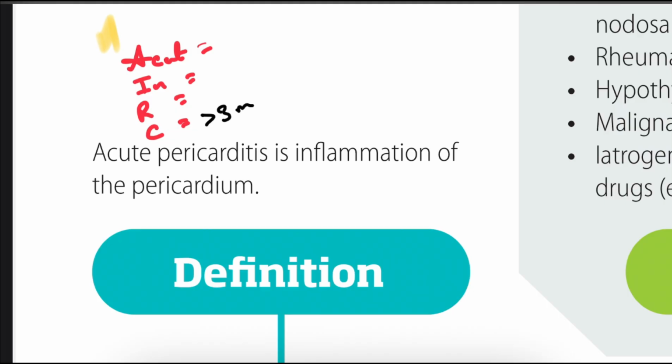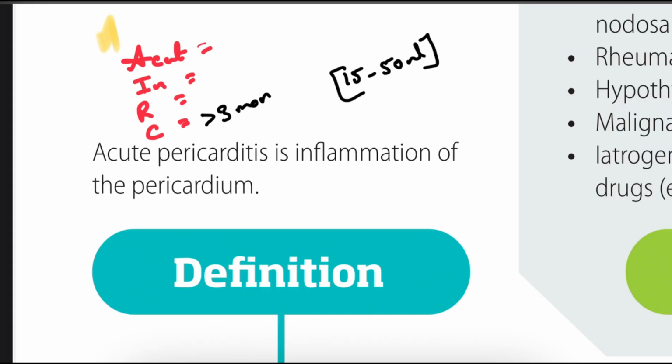Now from an anatomical point of view, the pericardium has layers. We can see the fibrous pericardium and the parietal serous pericardium. In the pericardial space we can see around 15 to 50 ml of fluid. The visceral serous pericardium we call the epicardium. Next we can see the causes.